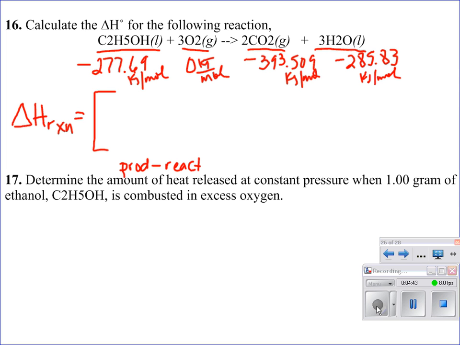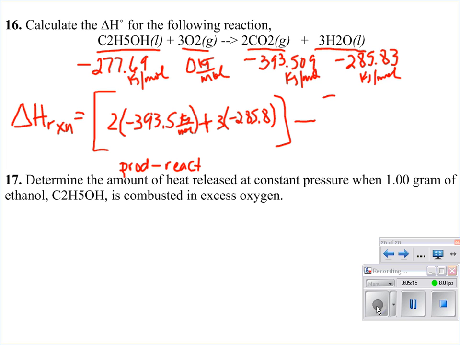See that? That's why it's the change, the delta. Delta is always final minus initial. So we have products. We're going to take our 2 coefficient, multiply it by, I'm just going to round to 1 decimal here for time's sake. Okay, that's our one product, plus the sum of the products, 3 times H2O. Let me be consistent here with my 3 times negative 285.8.